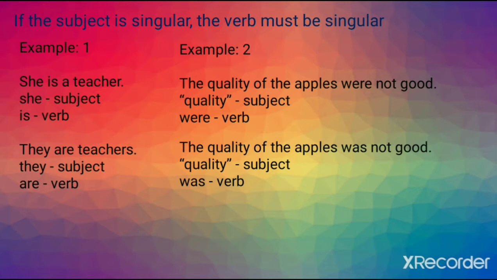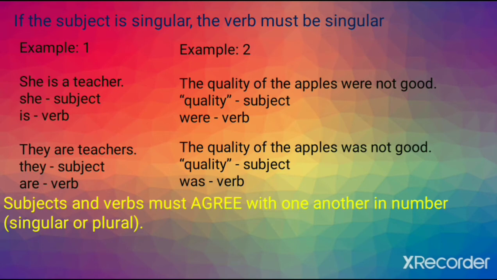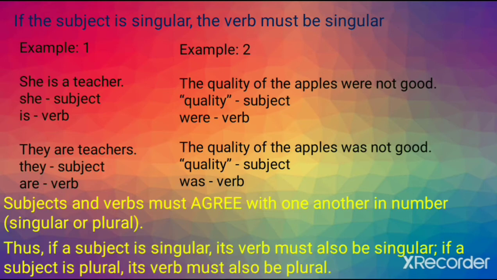Here we are not speaking about the apples. Here the subject is the quality. We are speaking about the quality of the apples. So, the subjects and verbs must agree with one another in number. It might be singular or plural. So, if a subject is singular, its verb must also be singular. If a subject is plural, its verb must also be plural.